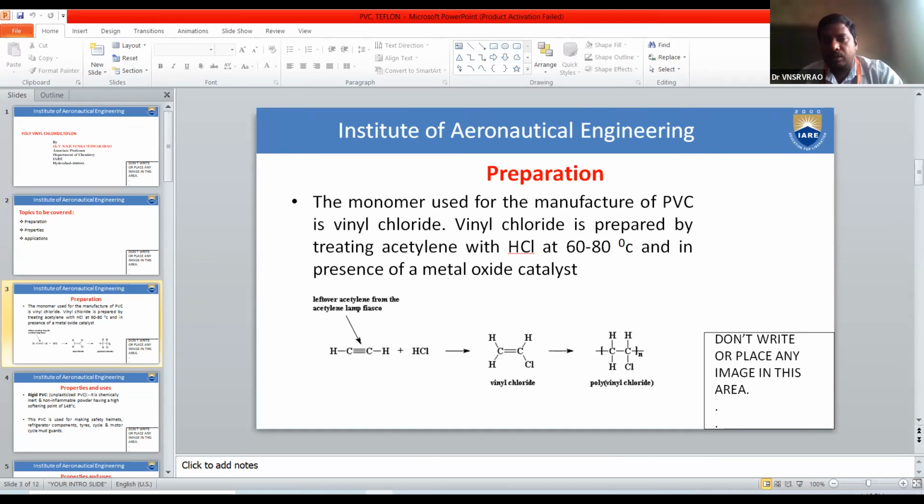Okay, now coming to the topic, the individual polymer. The current polymer is PVC. In PVC, what is the monomer, amma? For example, if you take PVC as a polymer, what is the monomer? Monomer of PVC? Vinyl chloride. Vinyl chloride, amma.